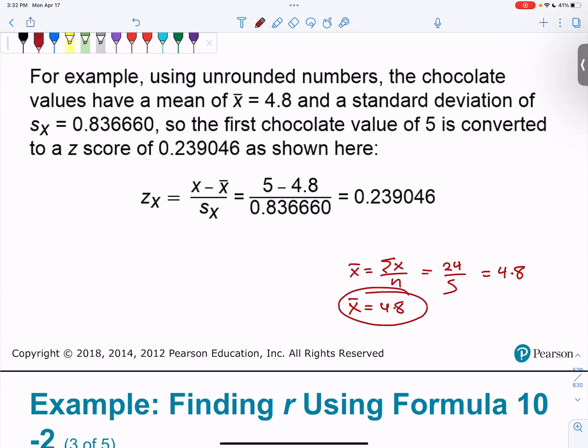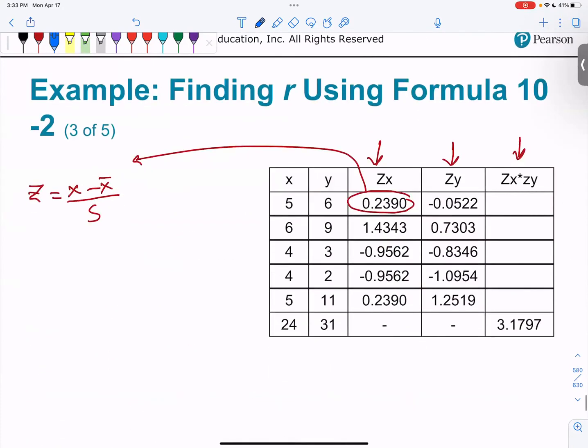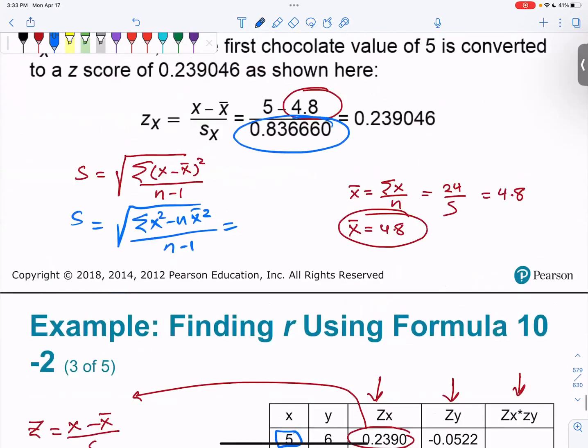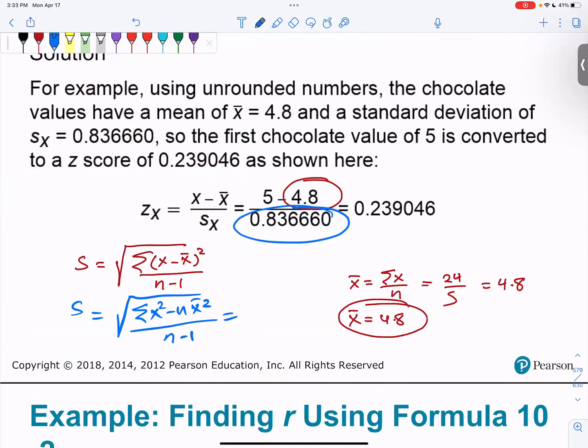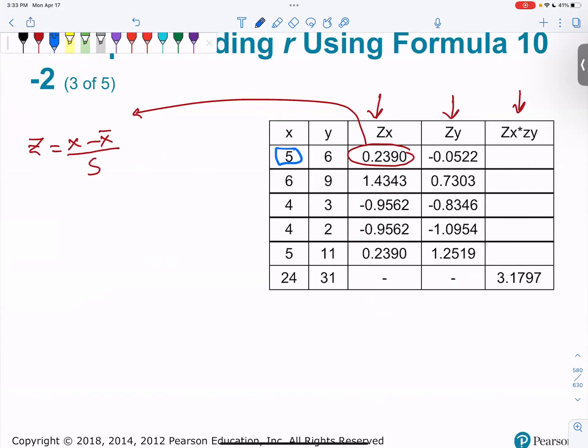And then you have to find S, which is what? The square root of summation x minus x bar squared divided by n minus 1. Or you can use this formula, summation x squared minus n x bar squared divided by n minus 1. If you did so, you'll find this value. Okay, then for the first value, it will be this 5 minus 4.8 divided by this value, you'll get this one, which is here. And then you will do the same for every single value here.